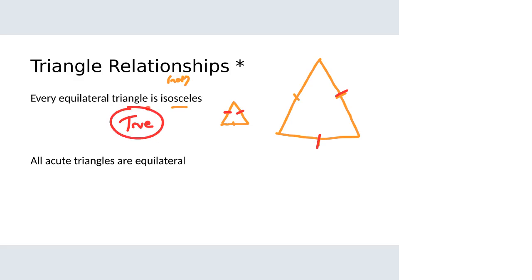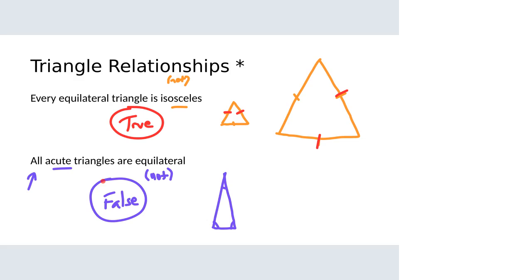All acute triangles are equilateral. So what I want to try to do here is draw an acute triangle that is not an equilateral. Well, I kind of saw a picture of that just a minute ago. All those are less than 90, but it's definitely not equilateral. So every single one, no exceptions, all acute triangles are equilateral? No, that's not true. Right here's my counterexample. So I can go ahead and say false.